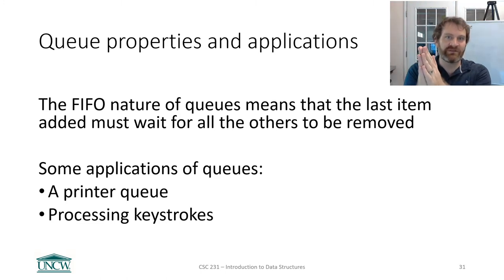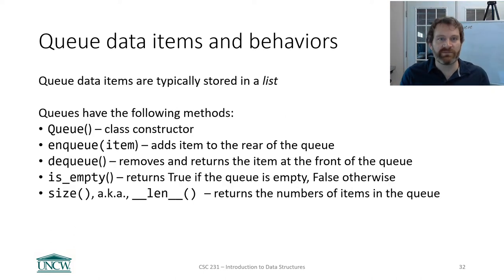The data comes in and it very quickly snaps it out and puts it along, but it does take some amount of time for it to figure out where it goes. It processes the data in the order it was received. Okay? So queues are kind of natural. They're useful in a lot of applications.